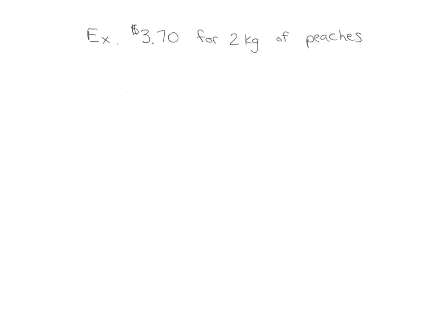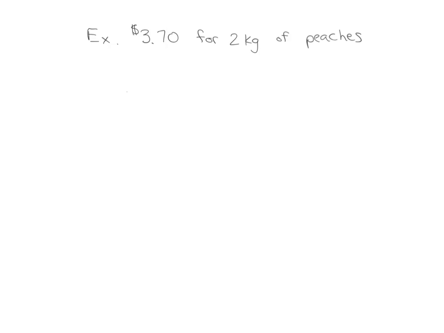One other spot that I find I use unit rates a lot is actually in the grocery store, because you'll see a sign that says you can buy 2 kilograms of some fruit, for example peaches, for $3.70, and then on the sign beside it, it might say you can buy these peaches for $1.50 per kilogram, and you wonder, which one's a better deal? One way we can do that is changing them into unit rates.